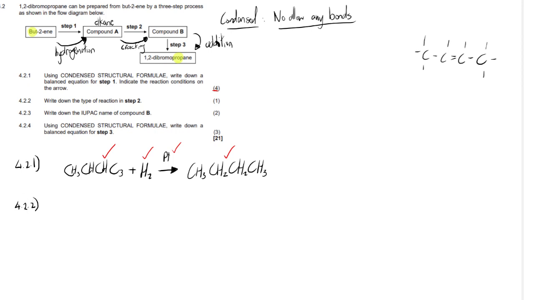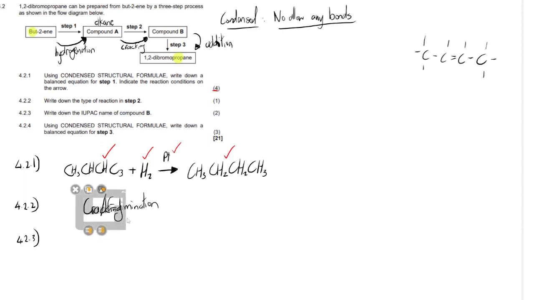So 4.2.2, write down the type of reaction in step 2. Look what we've done. We've interpreted this as cracking, or I would suggest rather going elimination and then mentioning cracking. We know the very specific type of elimination that took place, but elimination is the type of reaction. So elimination is the more broad reaction name, but cracking is the more specific one.